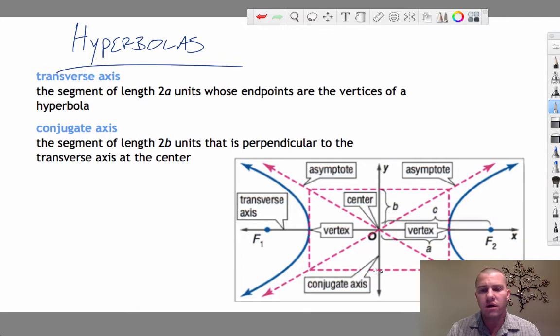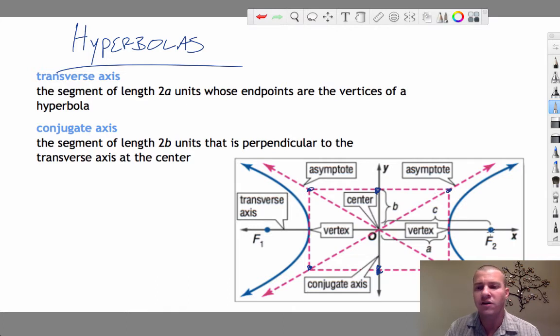Now, this will make basically a box that passes through the vertices and the co-vertices that basically connect the conjugate axis. There's these asymptotes here that cut through the center and the corners of that box. Notice that they're hitting the corner of the box, and that will give you how wide or narrow the hyperbolas are. But those are asymptotes, which is why the hyperbolas take the shape that it is.